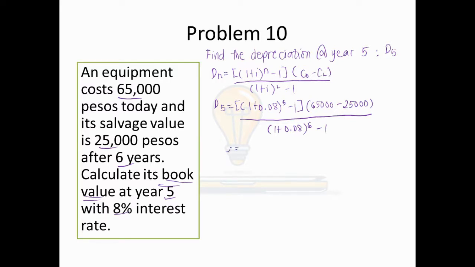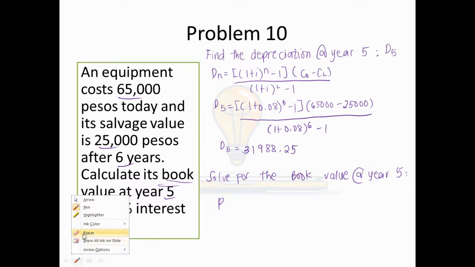So, calculating it, we now have the value of the depreciation at year 5, which is 31,988.25. What does it mean? So, it just means that the equipment after 5 years will depreciate by 31,988.25. Now, the question is, how much will be its remaining value? So, ito na yung part that we will be solving for the book value at year 5. The book value is the remaining value after the initial cost will have its deduction.